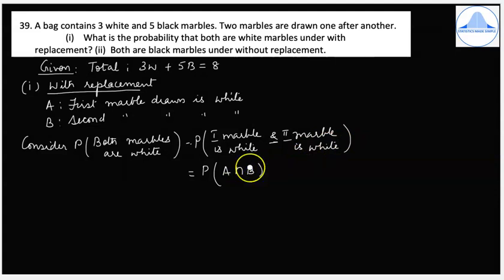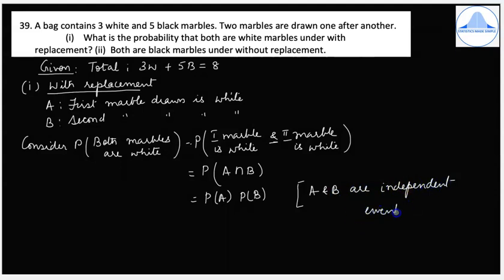So this is a case of with replacement. So it means that if a white marble is removed, before the second marble is removed, the first marble is put back inside the bag. So the number of marbles do not change. So this is equal to P of A into P of B. And the reason being A and B are independent events. So which is equal to P of A. A is first marble drawn is white.